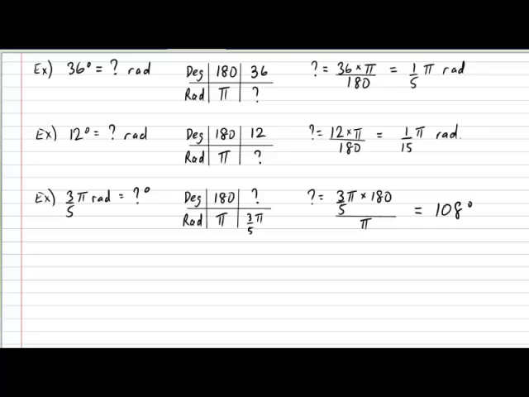Our final example is for you to try on your own. I would like you to convert 2/9 pi radians into degrees. Go ahead, pause the video and try it now. Okay, let's see how you guys did.